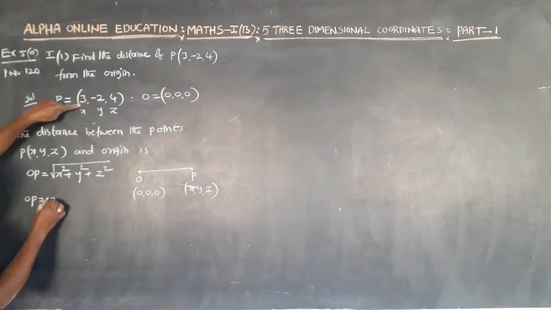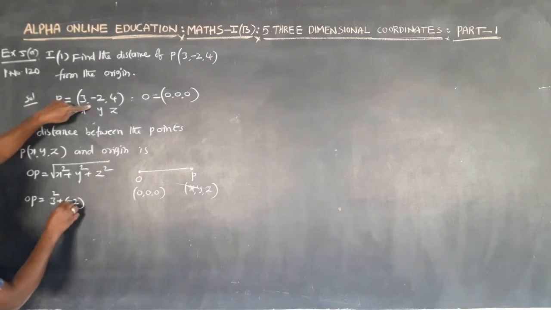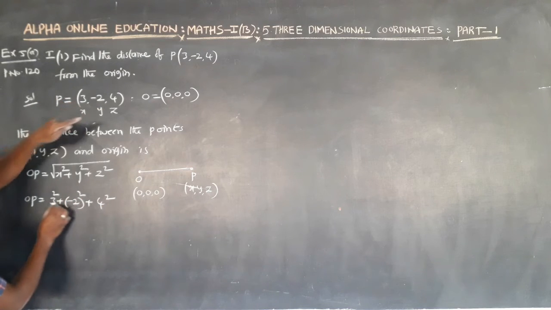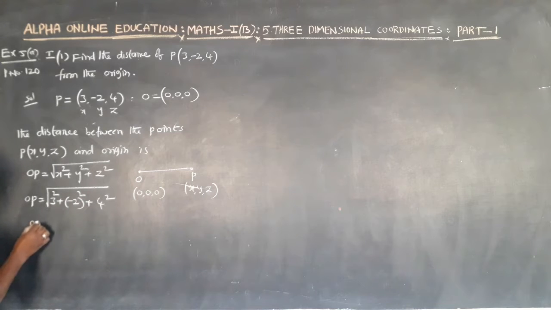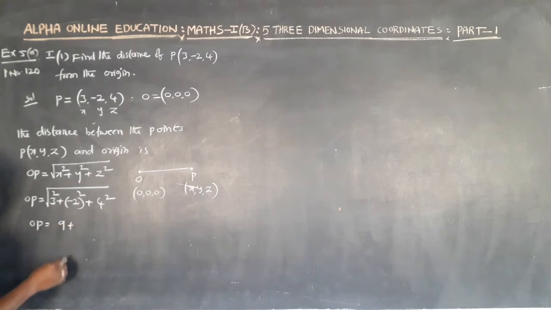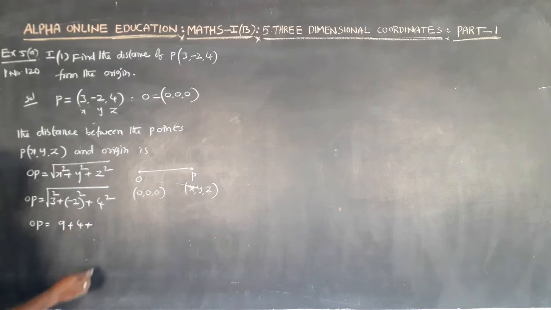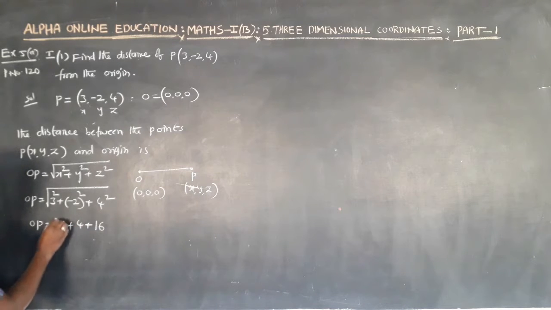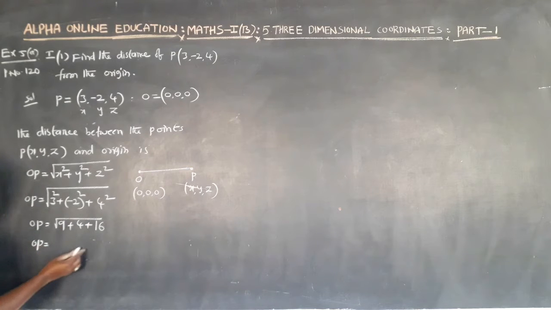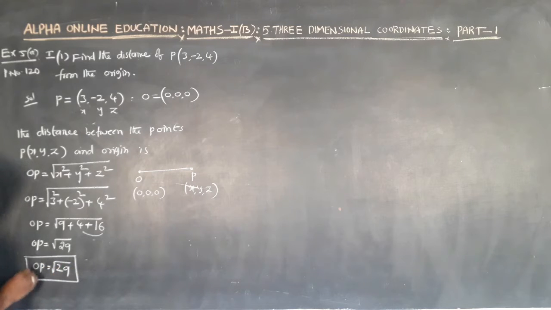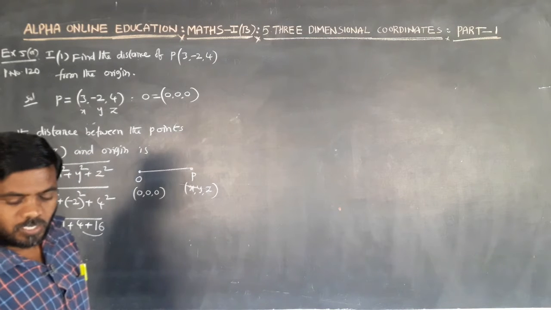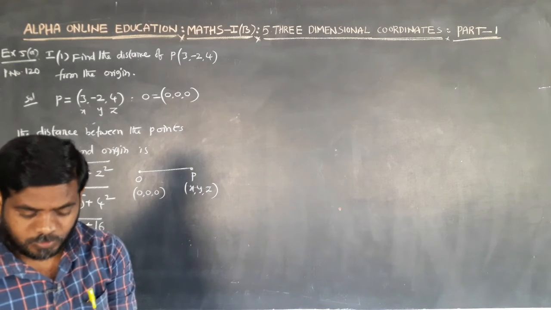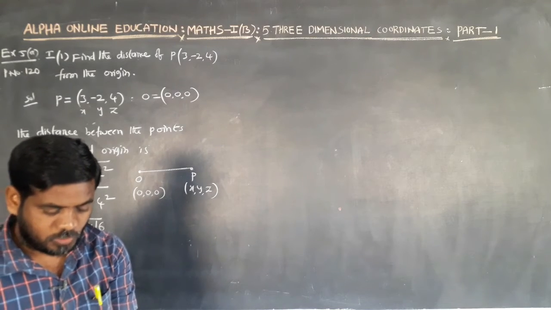OP is equal to under root of 3 square plus minus 2 whole square plus 4 square, which is 9 plus 4 plus 16. 16 plus 4 is 20, 20 plus 9 is 29. Therefore the distance between the 2 points P and origin is root 29.